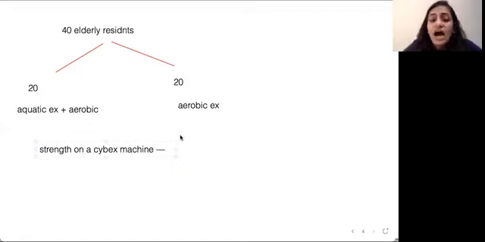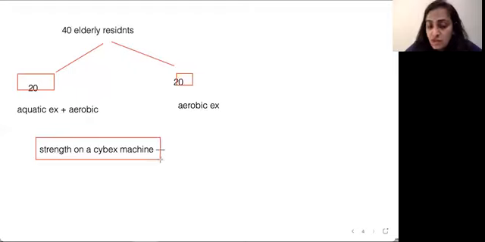It's going to be unpaired t-test. Okay, it's going to be an unpaired t-test. Perfect. Why unpaired t-test? Why did I say parametric? Because equal group. There are 2 ways of saying parametric. One, you have equal groups, 20 and 20. And the other one is the dependent variable is the strength on a Cybex machine.